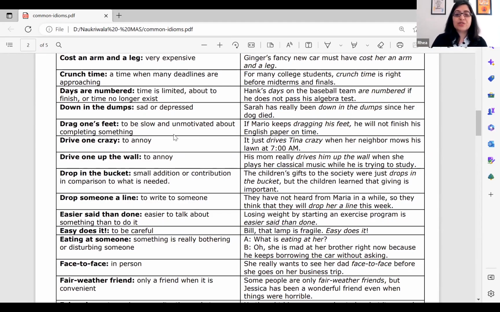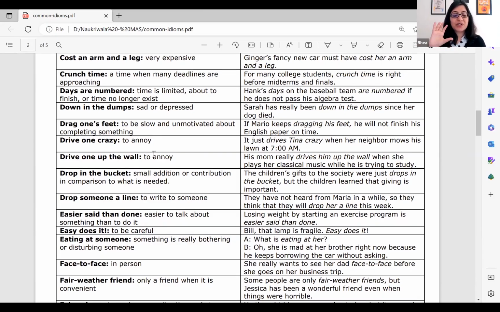Drag one's feet. So drag one's feet means you're literally forcing yourself to do something. So let's say Saturday, Sunday, you really enjoy your weekend, and Monday you literally have to drag your feet to office. You have to force yourself to get up on a Monday morning and groom yourself and reach office on time. Next up, drive one crazy.